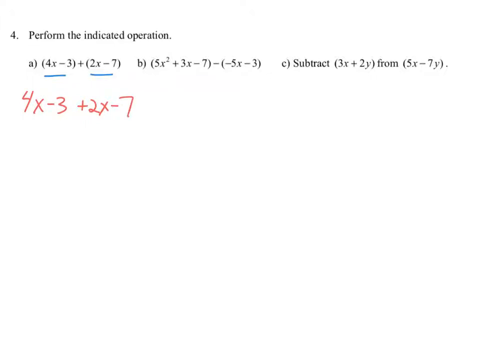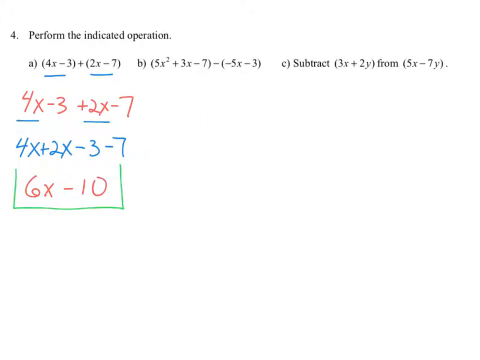I can combine the 4x with the plus 2x. So 4x plus 2x, I'm going to combine those together, and then I can also combine those constants, minus 3, minus 7. When you combine those like terms, 4x plus 2x is 6x, and the minus 3 minus 7 is minus 10. So our solution, our simplified expression, is 6x minus 10.